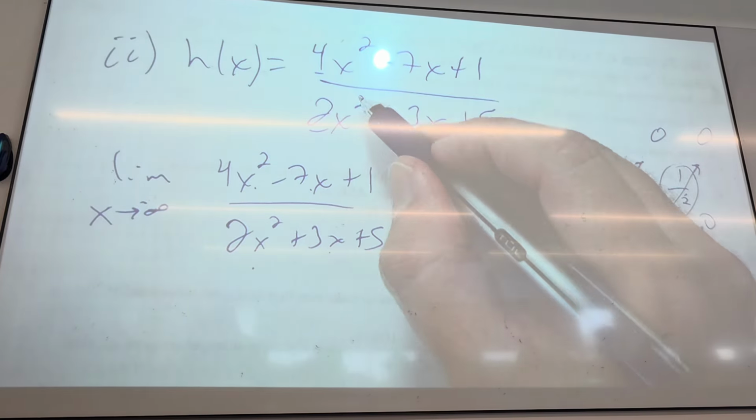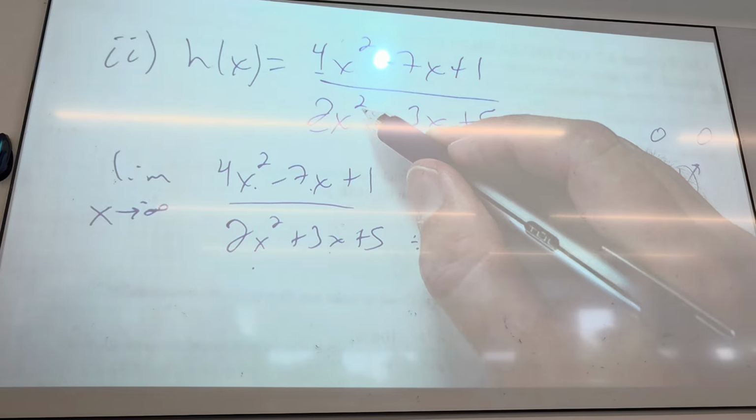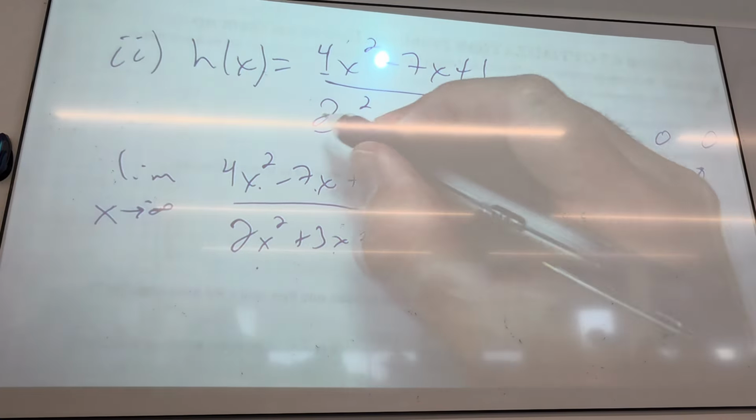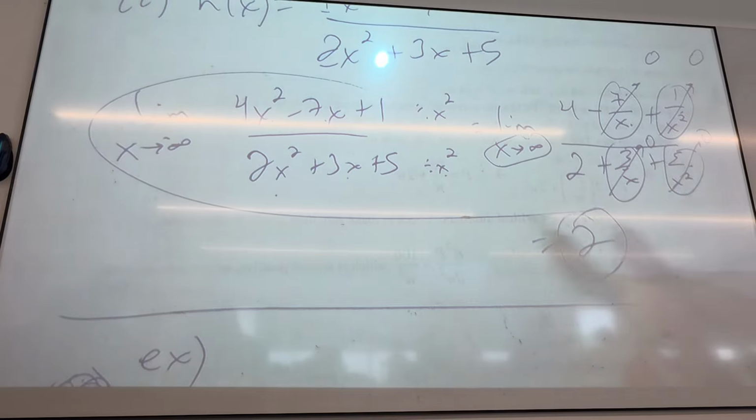Aren't 4 and 2 the leading coefficients? Aren't they the coefficients of the highest powers? Yeah. So do you see a shortcut I could use where I don't have to do all this extra work?